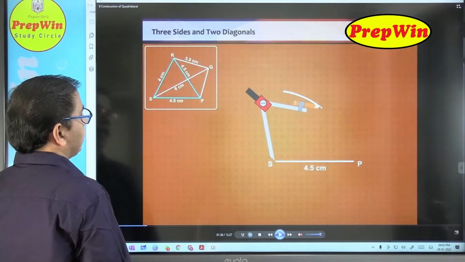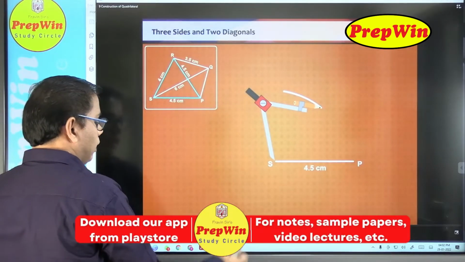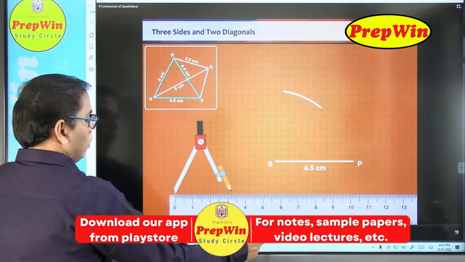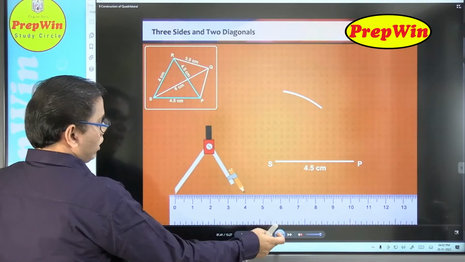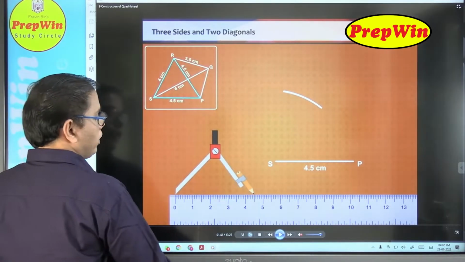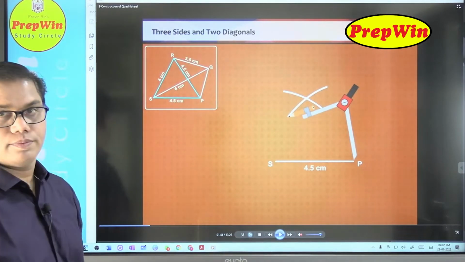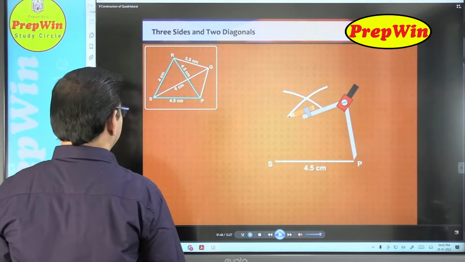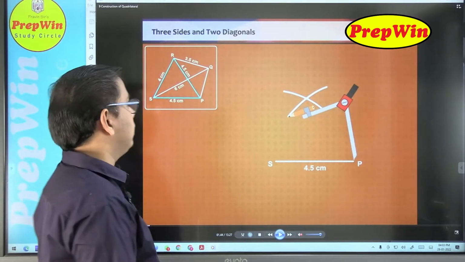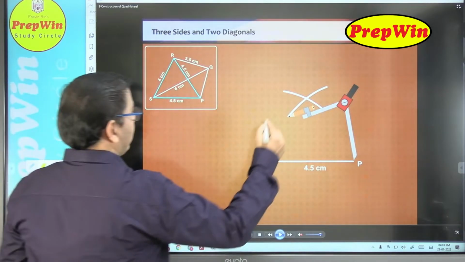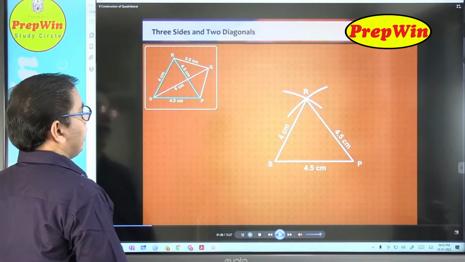On the compass we will take 4.5 centimeter. Then the pointer will be placed on P and we will cut this arc. So take 4.5 on your compass like this. The distance between pointer and pencil is 4.5. Once you get 4.5, the pointer will be shifted to P and you will cut this arc. So here we have the third point. We are interested in finding 4 points, P, Q, R, S. So we have P, we have S, and here we got point R. This is point R and we have triangle PRS.